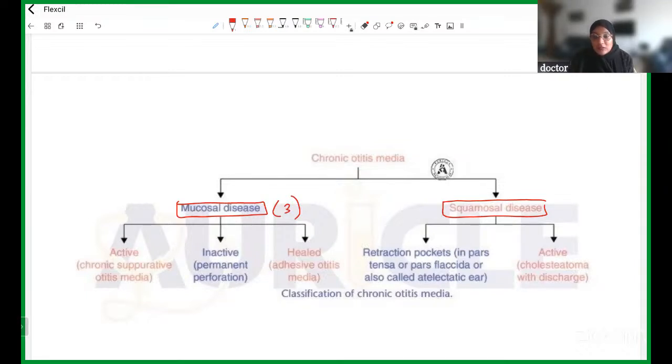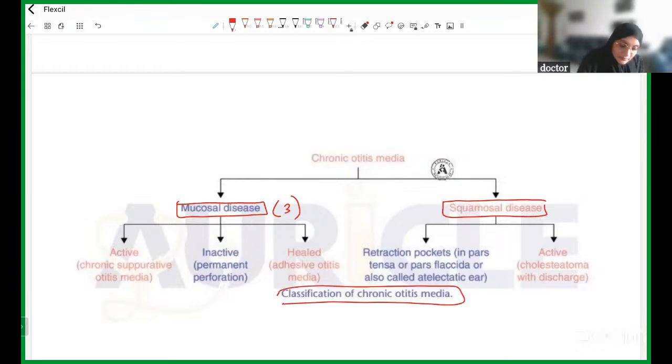Now, squamous disease: you will have retraction pockets and the cholesteatoma will be active. Cholesteatoma can lead to chronic otitis media. If a patient has cholesteatoma, he can have chronic otitis media as well. And if cholesteatoma is still active, it will lead to chronic otitis media. Or if the patient has a retraction pocket in pars tensa or pars flaccida, it is known as atelectatic ear. In that condition also, we say it is chronic otitis media. All right. So it is divided into two and then into 3+2. This is the classification of chronic otitis media.